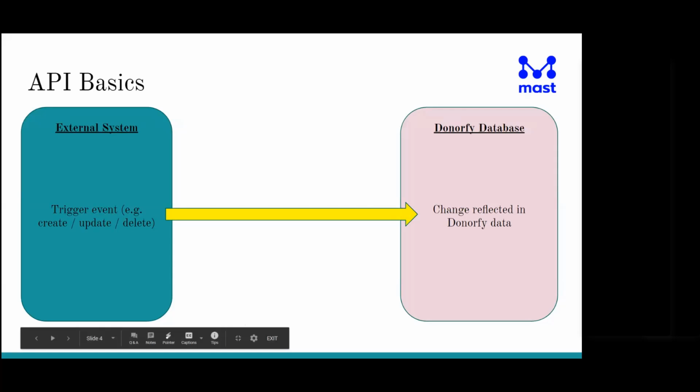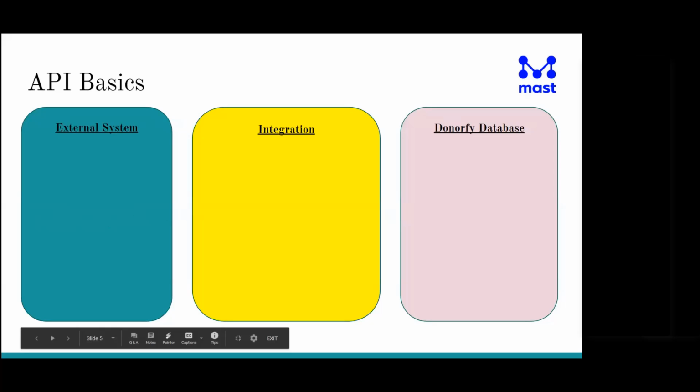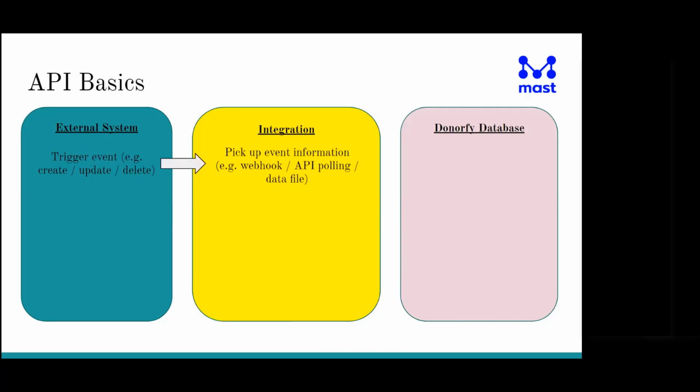In a little bit more detail then, that middle bit becomes your integration. So that clever yellow box there represents what we're looking at today in terms of developing integrations with the API. So you'll have your trigger event, a new record, for example. Your integration will then pick up that event information. So these are technical events we're talking about, creation of data or altering of data within your external system.